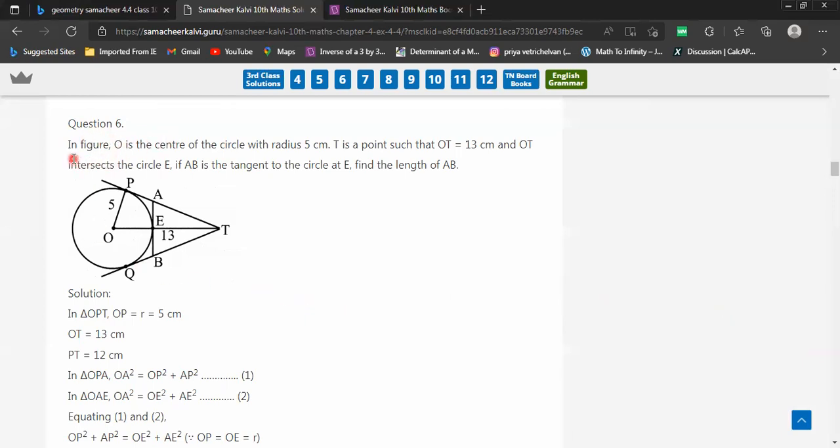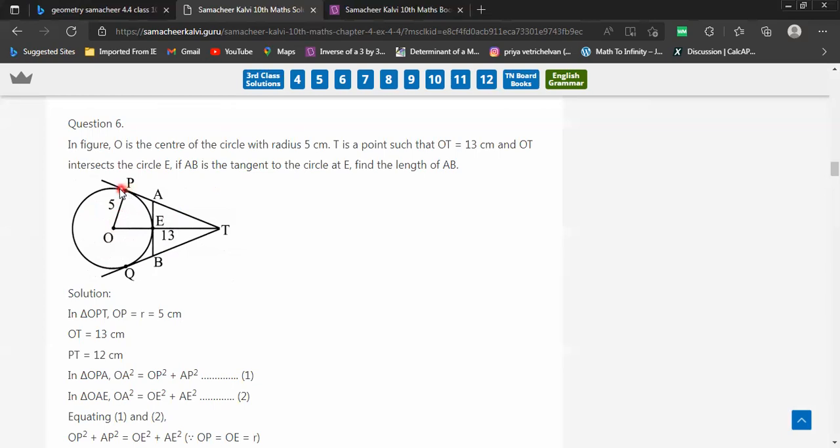Question number 6. In a figure, O is the center of the circle with radius 5 centimeter. T is a point such that OT is 13 centimeter and OT intersects the circle E. If AB is the tangent to the circle at E, find the length of AB. Let me explain the diagram. So you have a circle. The center of the circle is A. They said the radius is 5 centimeter.